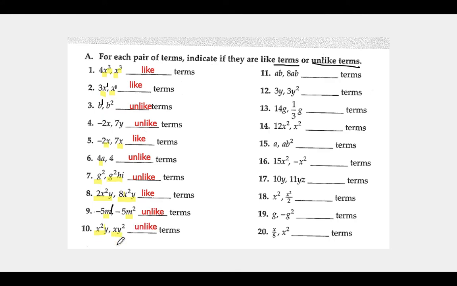So now what I want you to do is go ahead and pause this video, and try 11 through 20 on your own, okay? Again, you want to try it on your own. You don't have to write it down, but kind of just state it in your head. Number 11, are they like or unlike terms? And then when you're done with that, I want you to check your work. So right now, use this time to pause the video and do these problems on your own.